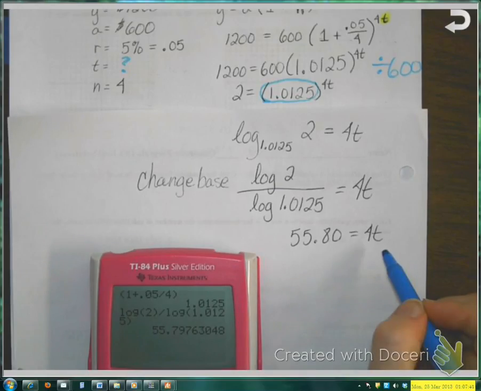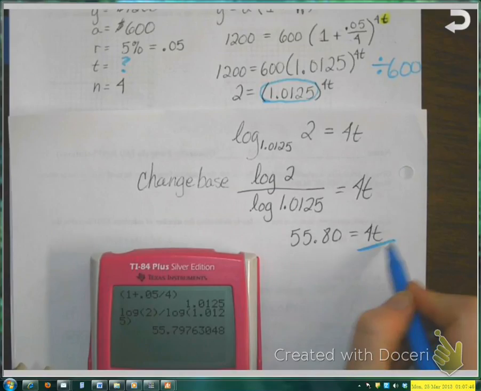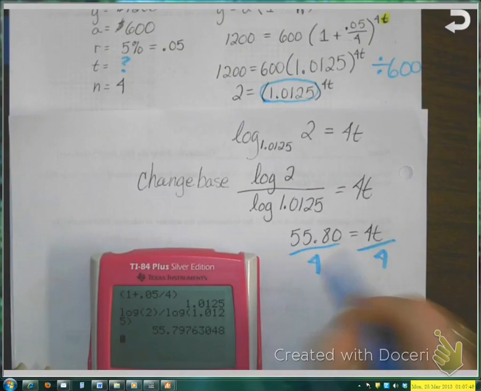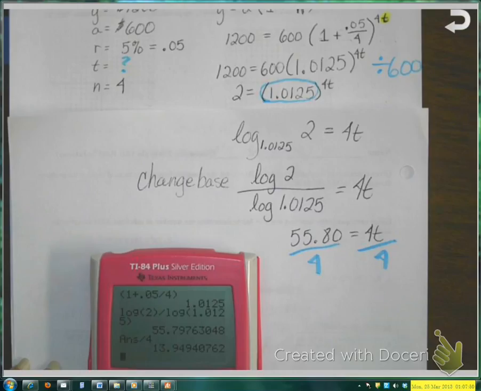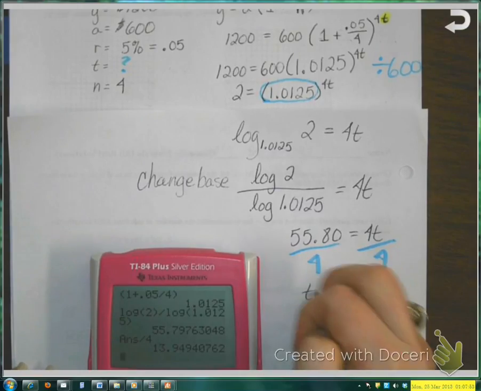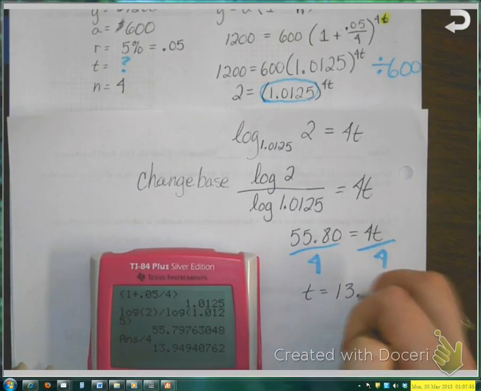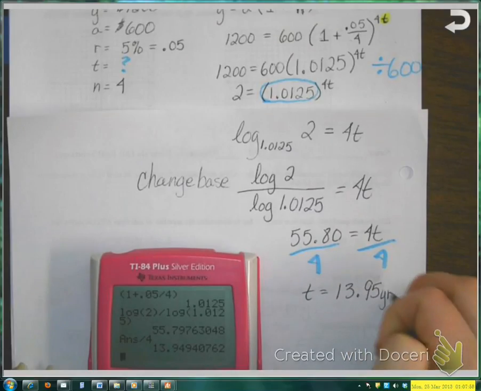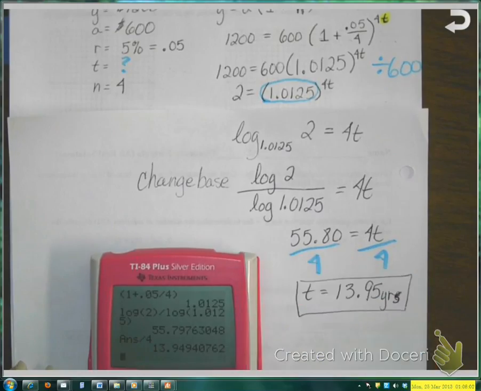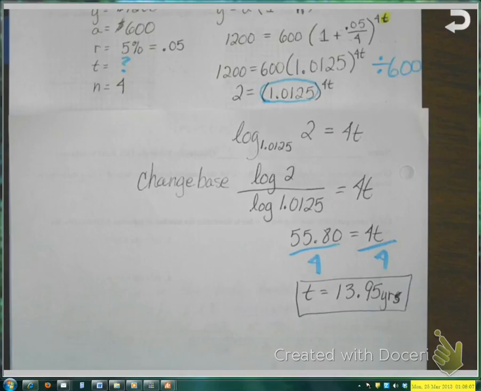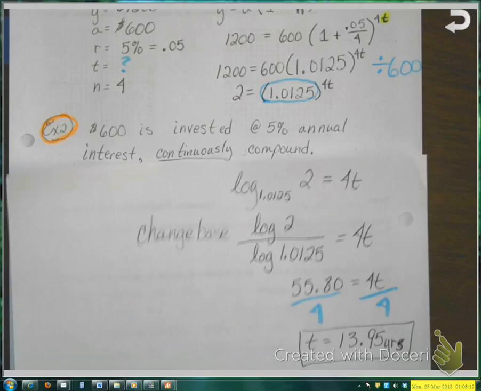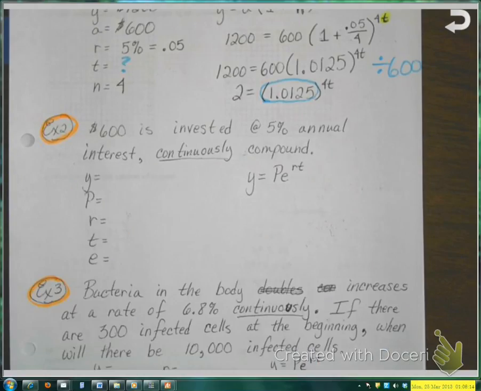Now, I still need to solve for t. What's with my t? The 4. Yes, we'll divide by 4. So let's take that final amount, divide by 4. 13.95. Yes. So 13.95 years. So almost 14 years to double. Okay? That's a long time. That's a very long time. Too much time, right? Okay.